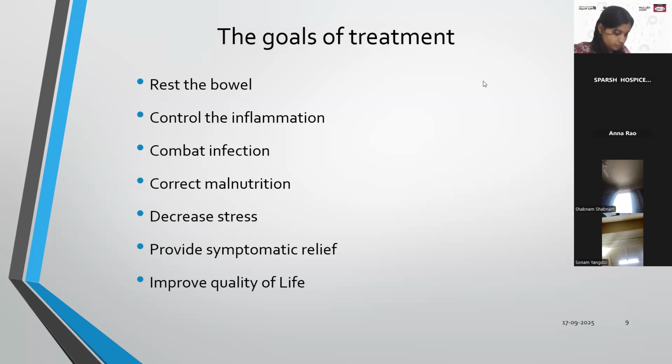Then we also want to correct any kind of malnutrition. Then we need to give nutrition, and parenteral nutrition is also given. Then reduce stress. That is also one major goal. Then provide symptomatic relief from the condition. Whatever the symptoms, they may be very stressful, so we want to give symptomatic relief. And of course, in palliative care, we want to improve the quality of life of the patient.